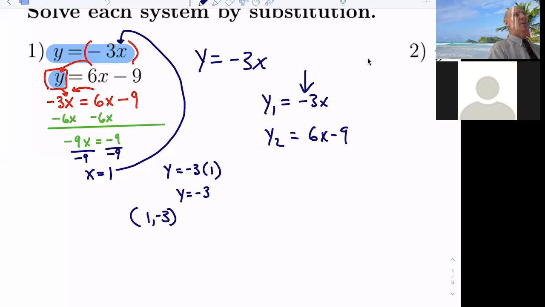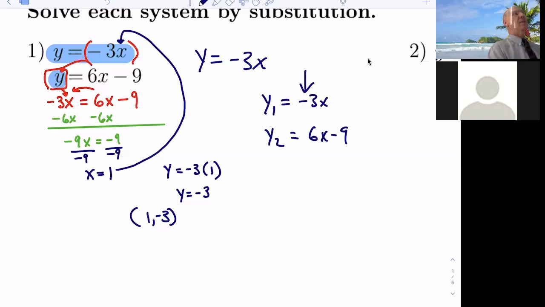You get it yet? No, no, no, stop. Nope, we're not doing that anymore. Everyone else is getting 1, negative 3. That means you didn't type it in correctly. It's not your calculator. When you graph it, does it look like it intersects at 1, negative 3? No. Then you didn't type it in correctly.